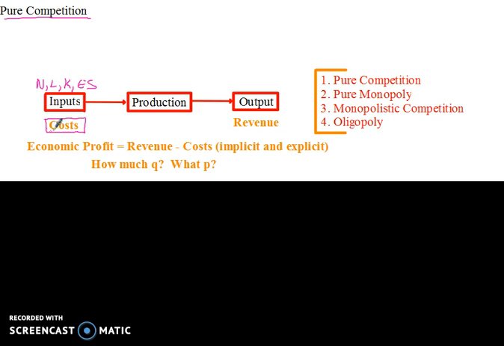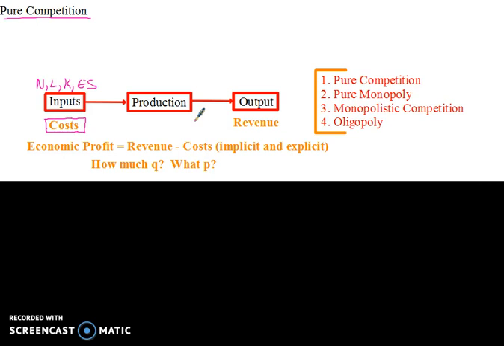We talked about costs in another playlist. We talked about the production costs. So when a company buys land, labor, capital, and entrepreneurial skills, that generates costs for the company. And then the company takes the land, labor, capital, entrepreneurial skills, and they go make something. When they make something, that's called production. So they're going to produce something.